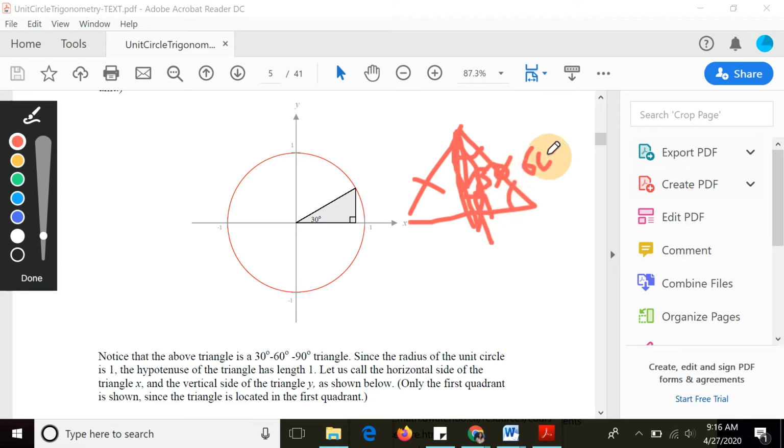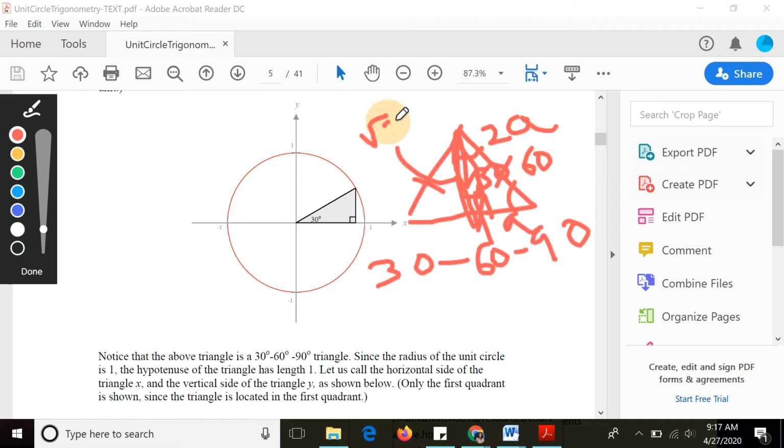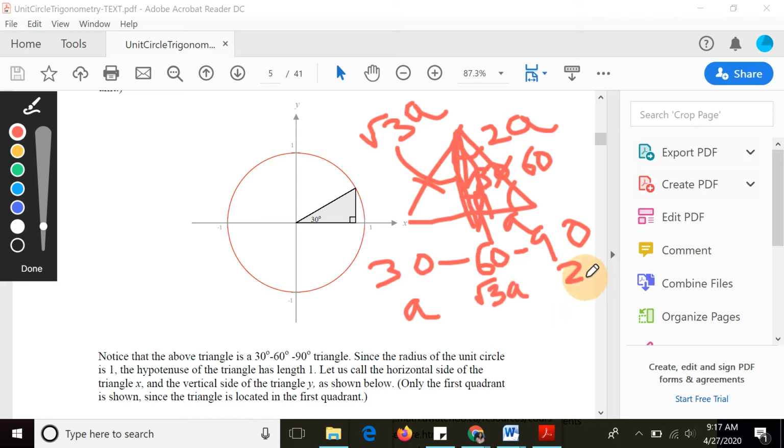If you remember the relationship, you have 30, 60, and 90. We started with 2a and this was a, and then we got this side using Pythagoras theorem as square root of 3a. So the side length opposite to 30 was a, opposite to 60 was square root of 3a, and then it was 2a. The ratio is 1 to square root of 3 to 2, and remember the corresponding angles.